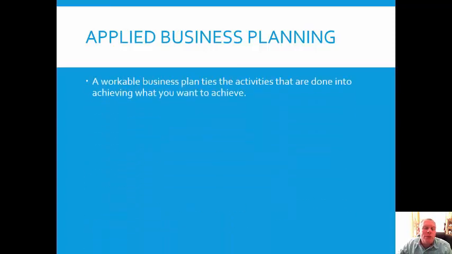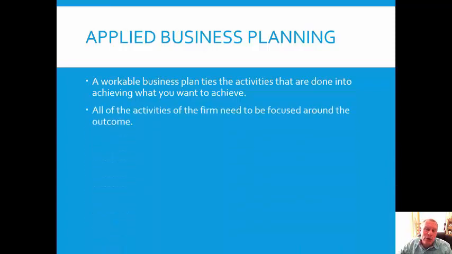A workable business plan ties the activities that are done into achieving what you want to achieve. So if I want to achieve a sales level or a profit level, I may need to increase the number of stores I have, the volume each store may produce, or if I'm looking at the airlines again, the percentage of seats filled that I need to have. Maybe I shouldn't run at 75% full. Maybe I should run at 90% full. So we need to align them, and they've got to be focused around outcomes.